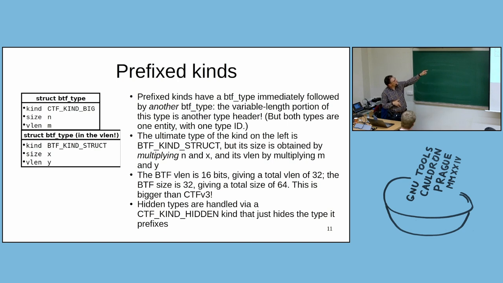Oh, well, that's what this is doing. The second one is, this is one type ID. It's not two type IDs. They are physically concatenated together. That second BTF type is in the VLEN of the first BTF type. Right. Okay. This is a single part with one ID.